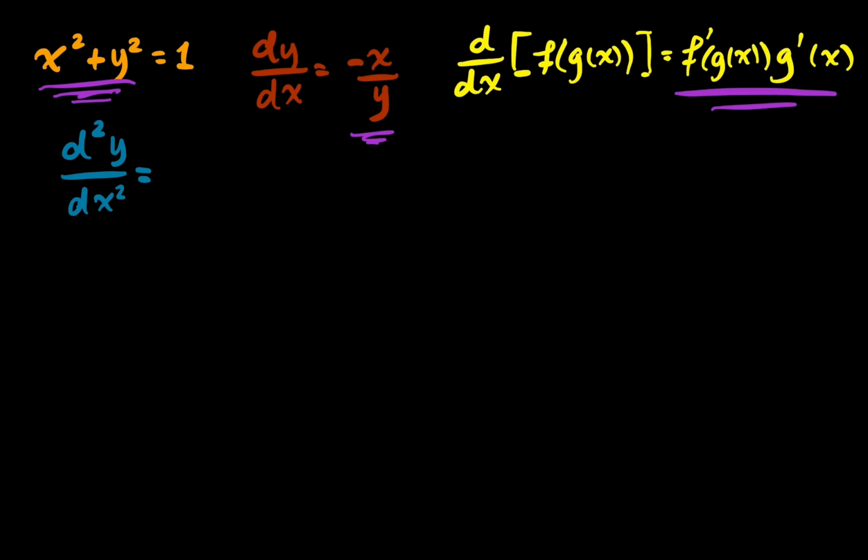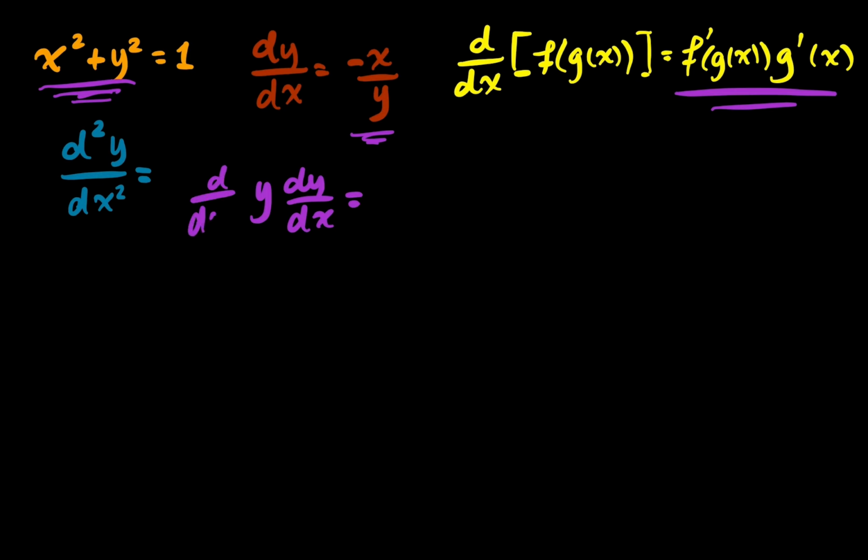Now we're going to apply the derivative operator again in order to get d squared y by dx squared, or the second derivative of y with respect to x. Before we do that, I'm going to make this expression a little easier so we don't have to use the quotient rule. I'm going to multiply both sides by y. Then we end up with y dy by dx equals negative x. This lets us use the product rule, which is sometimes easier than the quotient rule, though you'll end up with the same result anyway. Now we can apply the derivative operator to both sides.